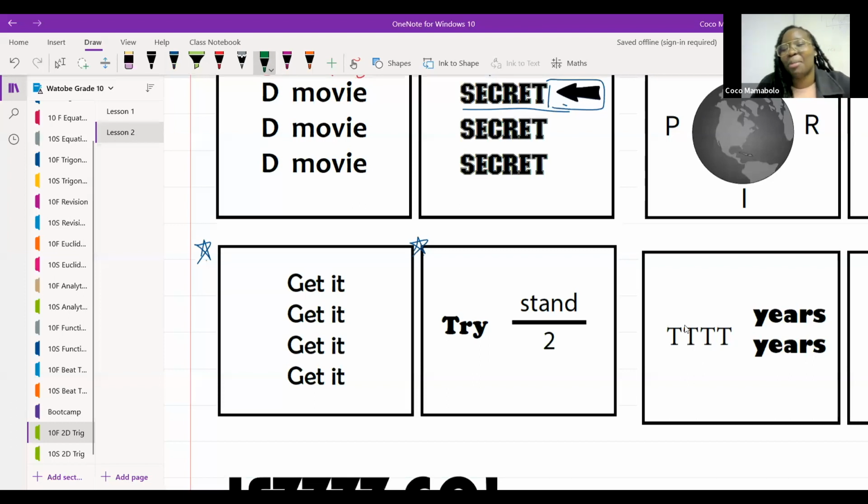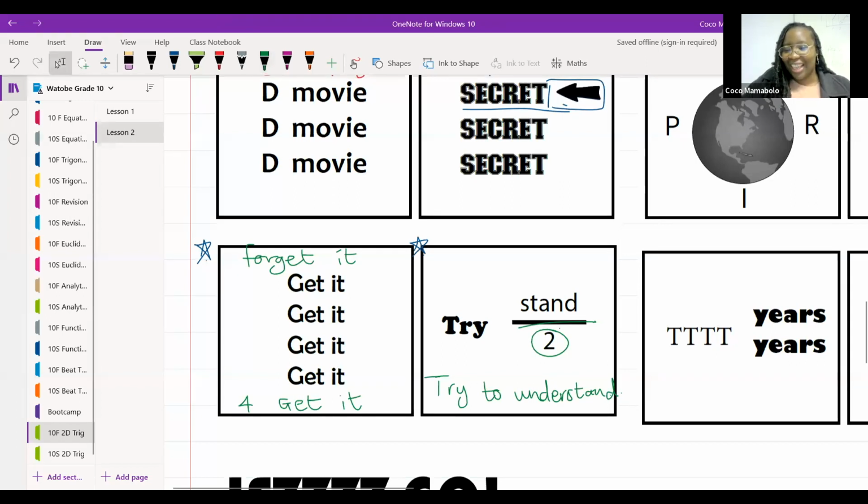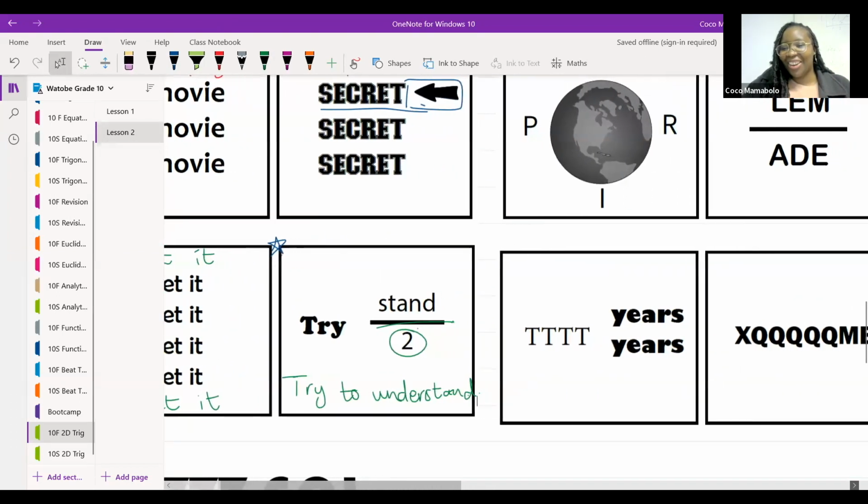Thank you. I thought it was going to be difficult. You guys are so smart. Okay, so we get it 4 times. So this one is going to be forget it. And this one is try to understand. You guys are way too good. Yeah, I know, guys. 40 years. Wow.